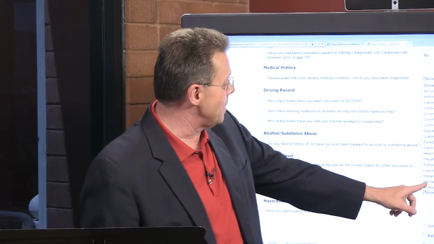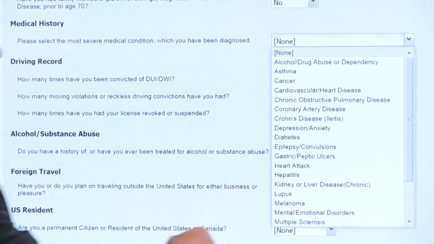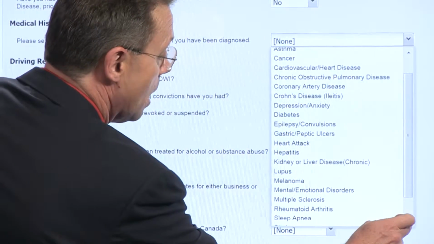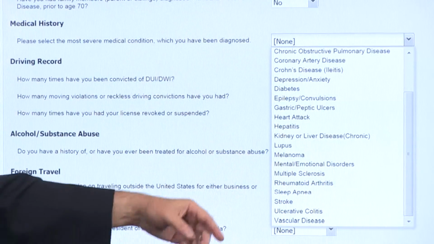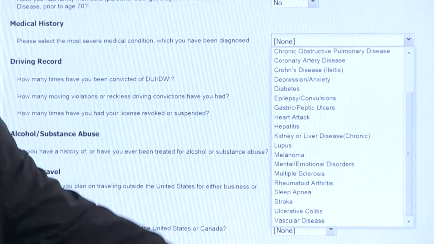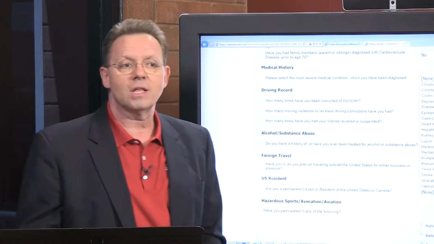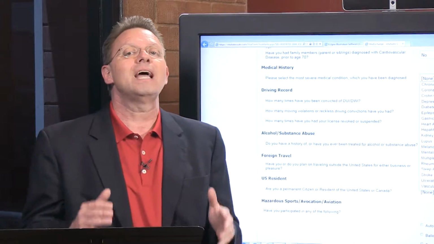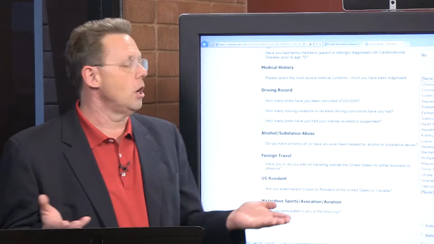And now we're looking at mental and emotional disorders. Some people would say I might have those myself, but multiple sclerosis, any of these items, I just want to look down here and look at it. Stroke, rheumatoid arthritis, sleep apnea, ulcerative colitis, and any kind of vascular disease. I'm always trying to look at plugging that in so that I can kind of get an idea what that cost is going to be before I even go down and submit it to underwriting.